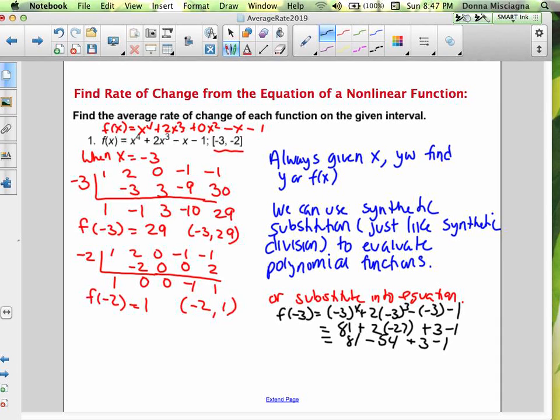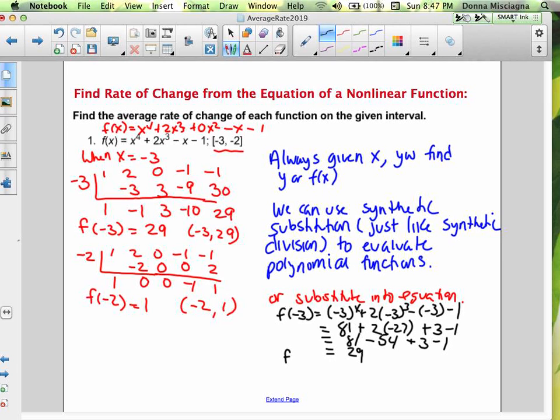Right, so you got to add and subtract left to right. 81 minus 54 would be 27. 27 plus 3 is 30. 30 minus 1 is 29. So you see we get the same thing. I just think it's a little more work. I'm going to have to plug in because I got to think about all the numbers, and I got to do the computation. Whereas here we were just bringing down, multiply, add.